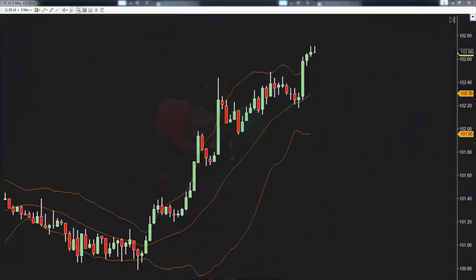Bollinger Bands have been around for quite a while. They were invented by a guy named John Bollinger, and essentially they're used to identify price volatility. They do that by using a standard deviation around a simple moving average.